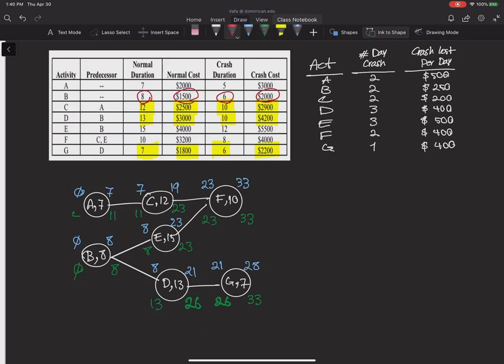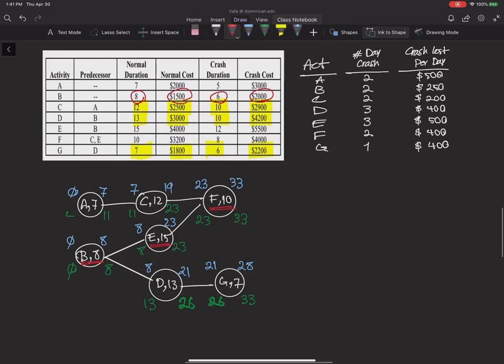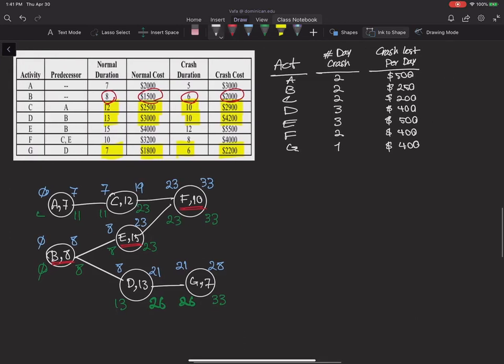Now that I have everything, I can go ahead and find out what activities are critical. B is critical because all the starts and finishes are equal. E is critical: 23, 23, 8, and 8. And also F is critical: 33, 33, and 23, 23. All other activities, as you can see, have slack. Okay, so I build a little table here. On the first column, I have paths.